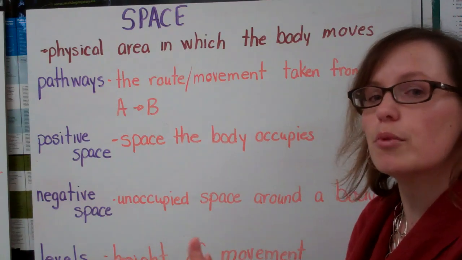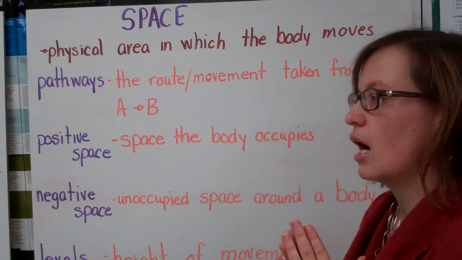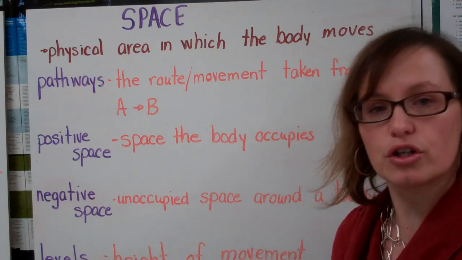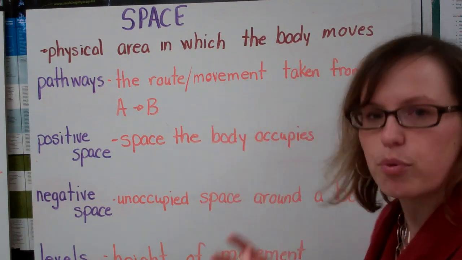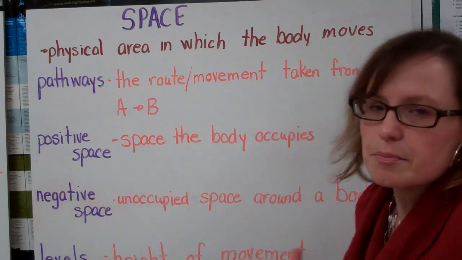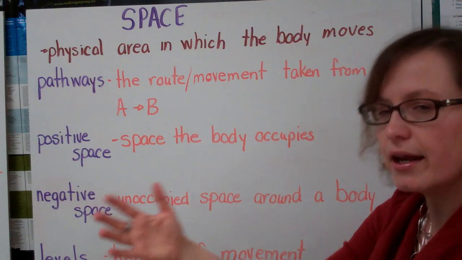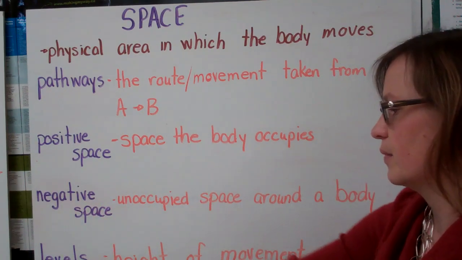So this is that locomotor movement, but it is the route or the movement. So is it a straight route? Is it zigzag? Is it circular? So how do they get from point A to point B? How do they move? Positive space is the space the body occupies. And in contrast, the negative space is the unoccupied space around the dancer.